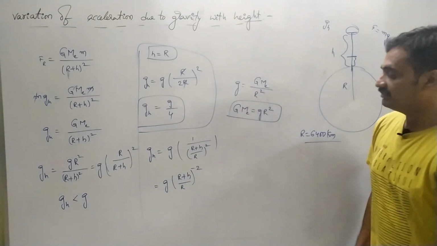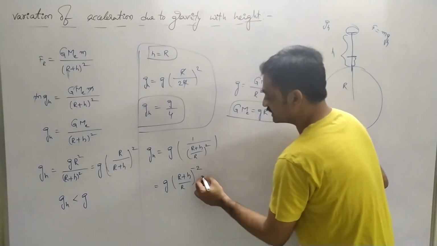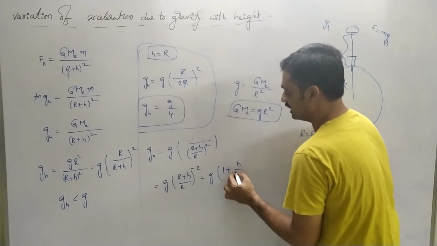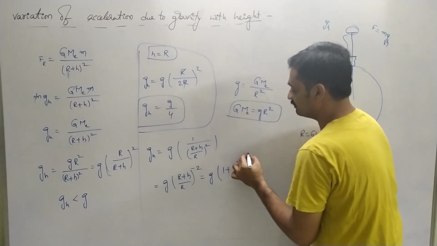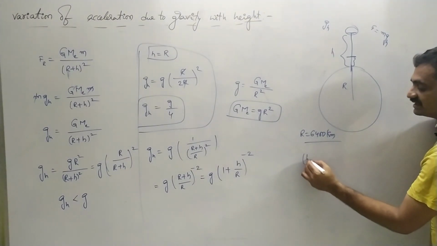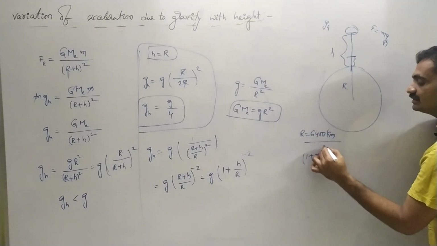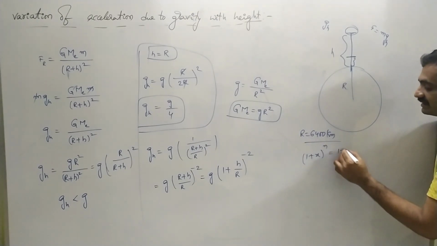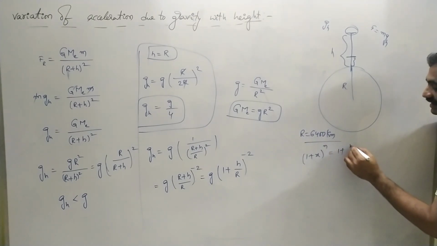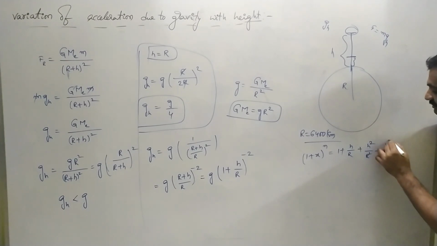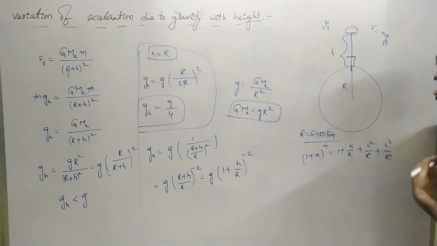Whole to the power of minus 2. As we do LCM, this expression can be represented as 1 plus h by r whole to the power of minus 2. Observe that this expression is in the form of 1 plus x whole to the power of n, and then we expand this expression. It can be represented as 1 plus h by r plus h square by r square plus h cube by r cube and so on.